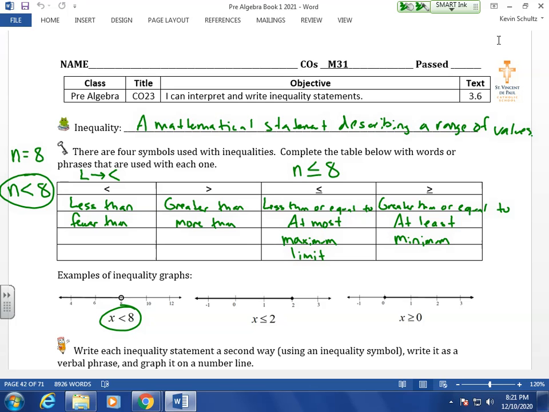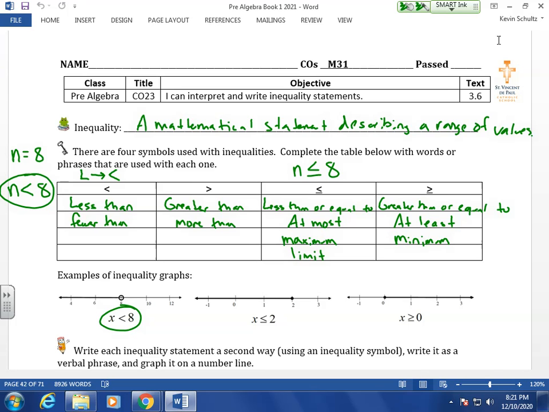Any more for less than or greater than? I'm sure they're out there. I gave four spots for a reason, but maybe that was just for less than or equal to or greater than or equal to. We might come across some more phrases as we go through the page. We'll just add them in here, but these should get you started.